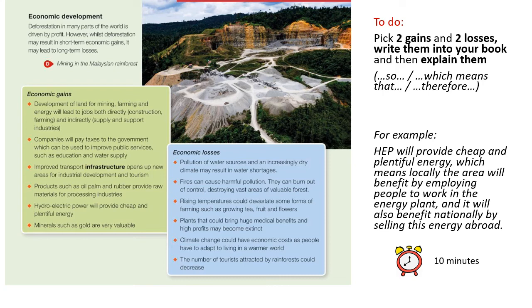So HEP, hydroelectric power, will provide cheap and plentiful energy, which means locally, the area will benefit by employing people to work in the energy plant. And it will also benefit nationally by selling this energy abroad. So I've explained why HEP is good. Yes, it's cheap and plentiful energy. That's what I've read from the boxes, but I've gone a little bit further and started to explain why that's good. How does that affect this country, this place? So over to you for the final task of the day. Pick 2 gains, 2 losses, and explain them. Pause the video now.